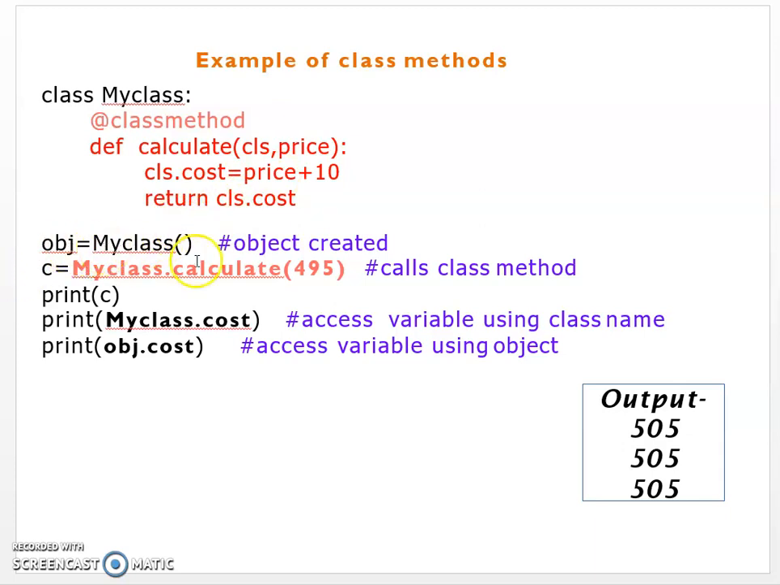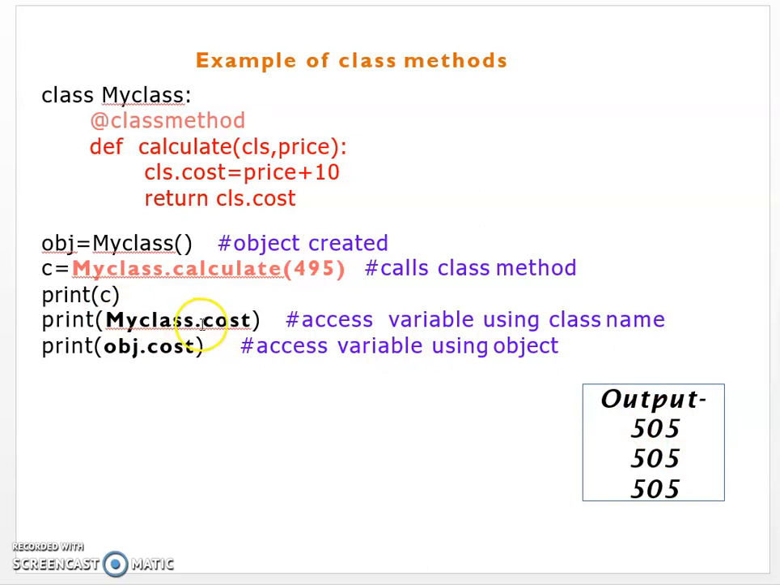So obj equal to MyClass. Here this obj is now an object of MyClass, and then c equal to MyClass dot calculate. So here I have called the class method through the class name, that is MyClass dot method name, calculate in brackets 495, and then I have printed the value of c. This statement will call the class method. This class method will execute and return the value of cost to the c variable. When I print the c variable, it will print 505 on the console.